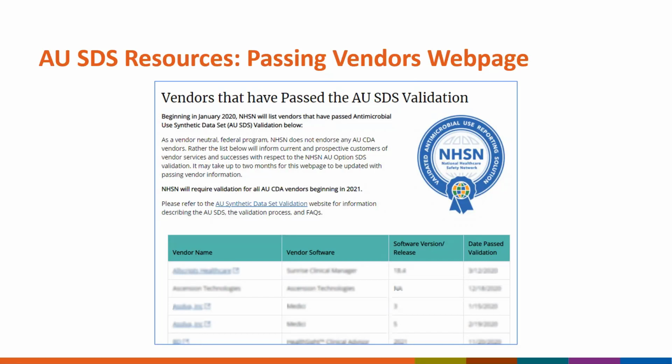This page is a table, which includes the vendor name, including a hyperlink to the vendor's website that the vendor can optionally provide us, as well as the vendor software name, version of release, and the date the vendor passed validation. The table is organized alphabetically, so as new vendors pass AU SDS, they'll be inserted in alphabetically.